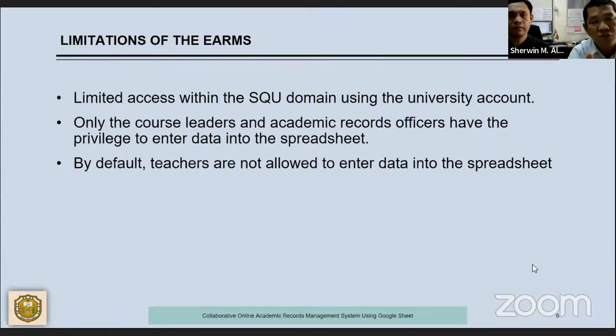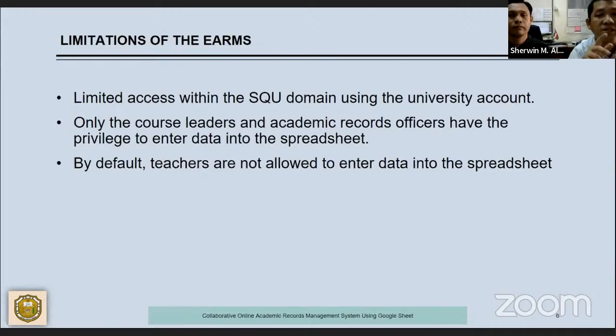About the limitations of the current system, as observed and fed back by the end users, the existing system has its own limitations and concerns. First, the accessibility is limited within the SU domain using the university account. So teachers, educators, course leaders, or concerned users are able to access this only inside the university. Only the course leaders and academic records officers have the privilege to enter the marks into the spreadsheet. Course teachers are not allowed to enter marks into the spreadsheet.